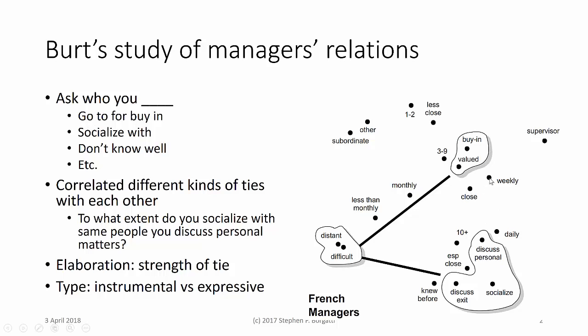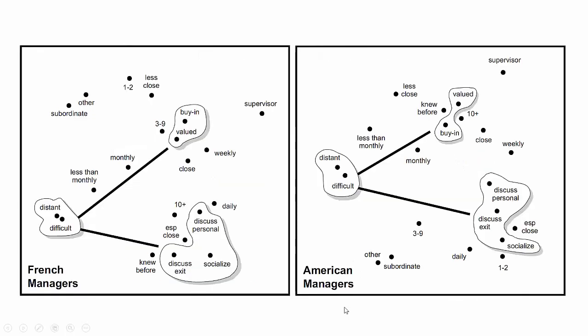He was particularly interested in the differences between French and American managers, so he did this separately with them. In general, what you see is a typical pattern of human thought: you have some things which are just distant, difficult, not well tied. And then as the relationship increases in strength, it bifurcates into two directions. One is more instrumental, and one is more expressive, more personal.